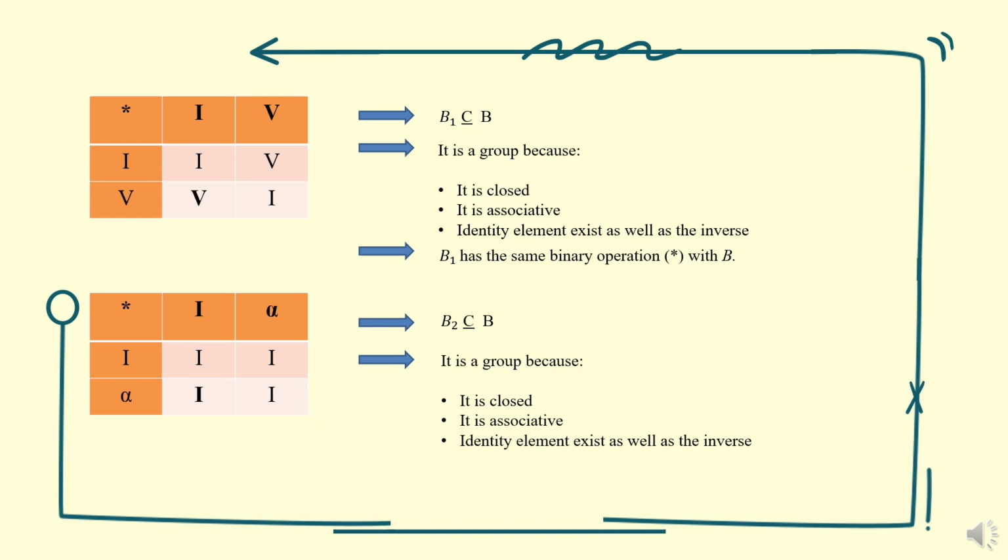Yes. Why? Because una, identity element natin, paulit-ulit na po natin sinasabi na yung identity element natin is diagonal. Diagonal po yung identity element natin. That's why we can say that identity element exists kasi nag-exist po siya diagonally. That's why we can say that the inverse element of alpha and Roman numerals 1 is itself. So B2 has the same binary operation star with B.